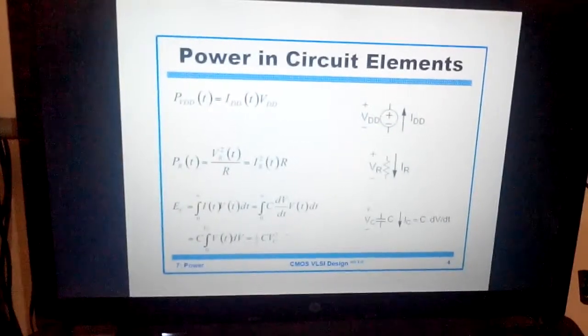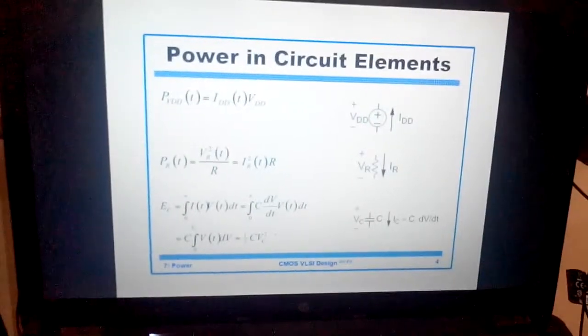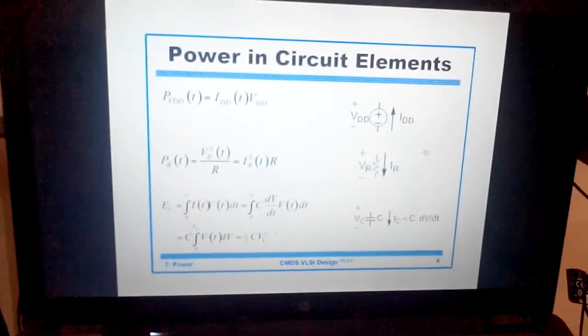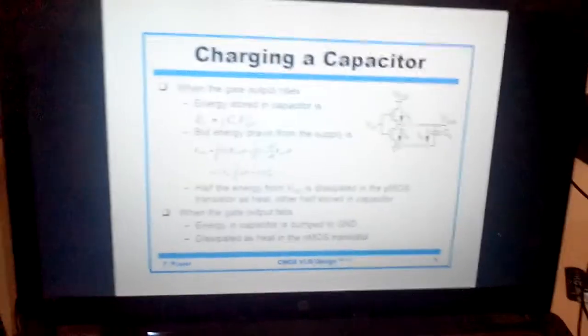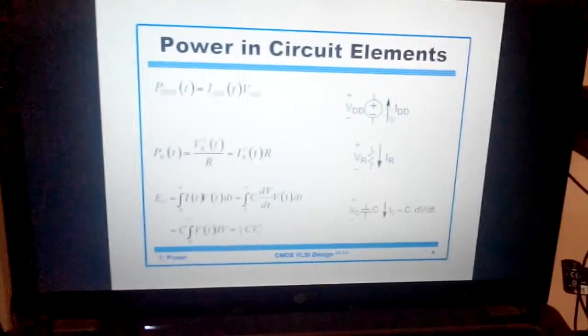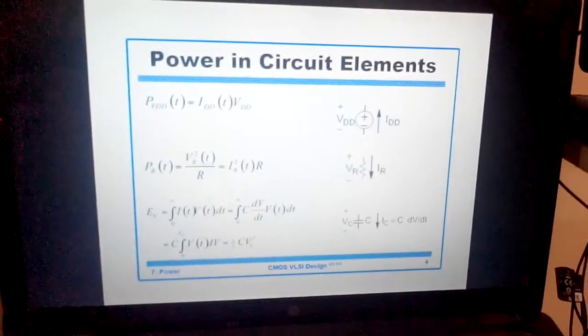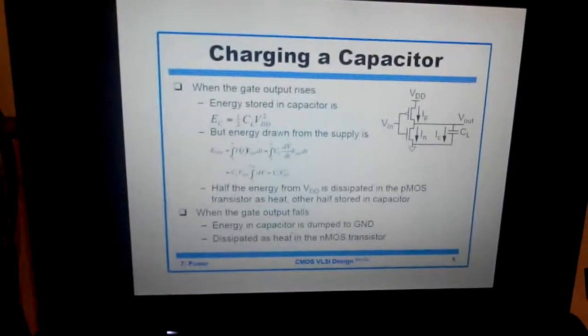These are the formulas used to compute power in circuit elements with their corresponding biases in relation to different components. Charging a capacitor.